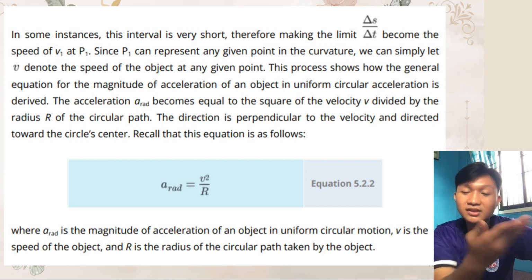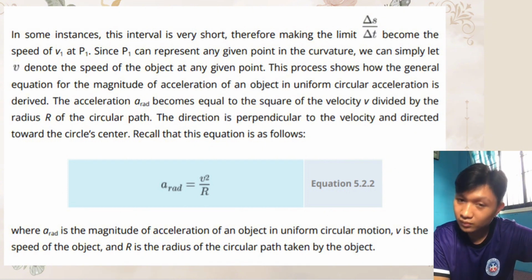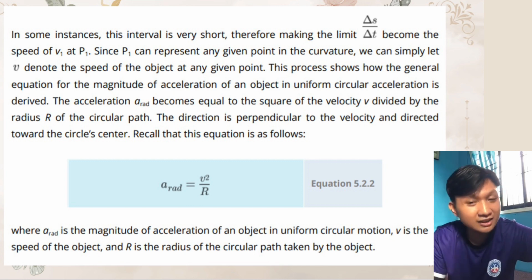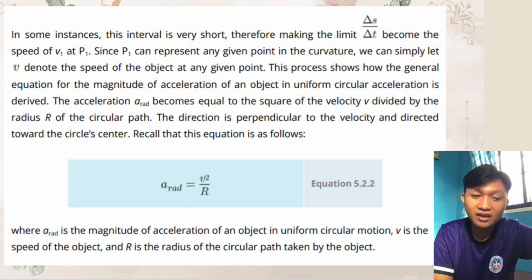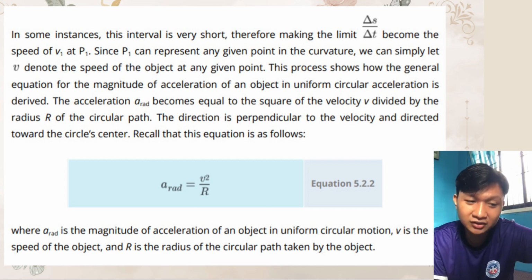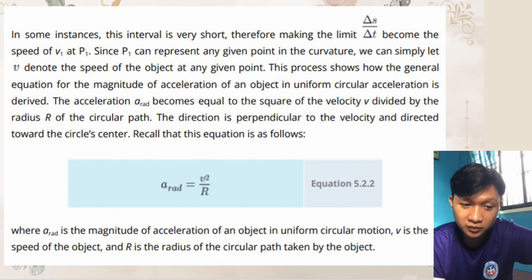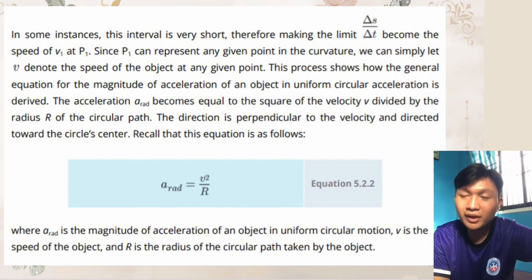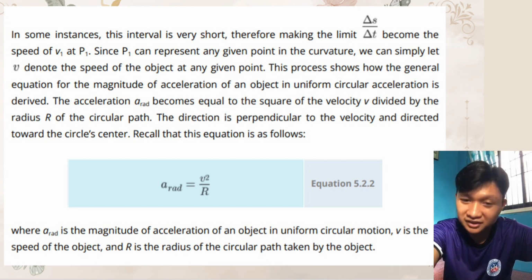Okay. So makita ninyo dira sa equation 5.2.2, where a sub c is the magnitude of acceleration of an object in uniform circular motion. V is the speed of the object while R is the radius of the circular path created by the object.